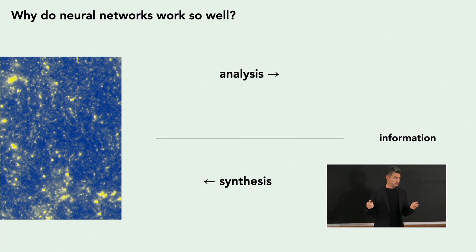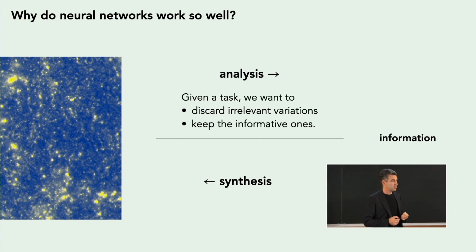So this is a diagram showing the two types of ways we can interact with data. We can do analysis, going from lots of pixels to information, or we can go the other way around, and that's called synthesis, going from information to generate data. Most of us are typically interested in analysis. And when we do analysis, we want to use an estimator that's going to discard the irrelevant variation in the data and just keep what is informative. So why are neural networks so good at this?